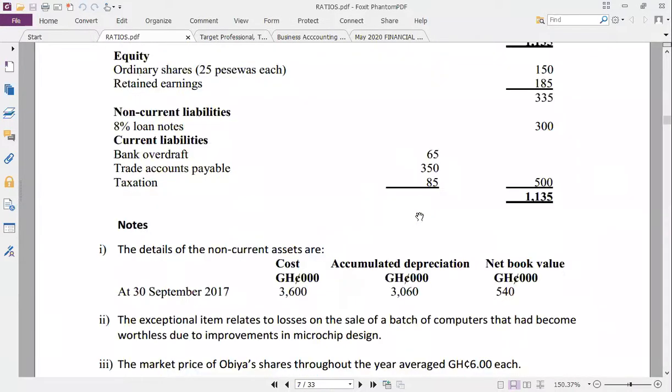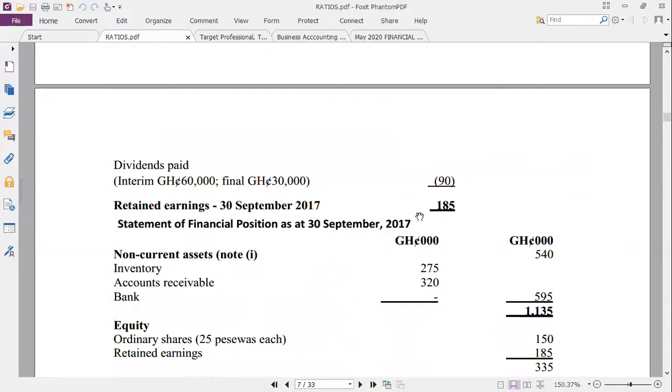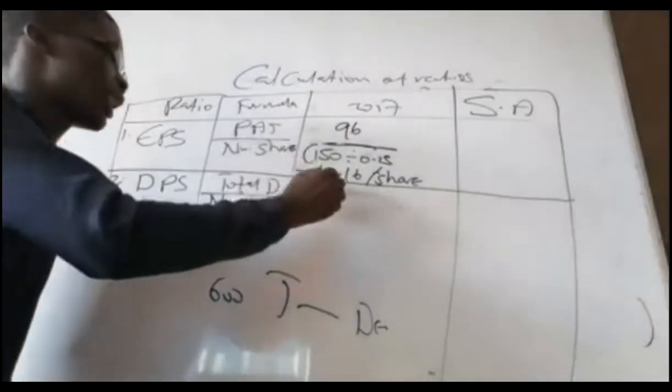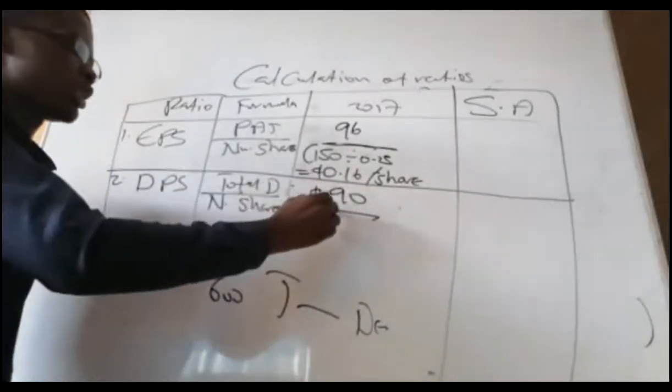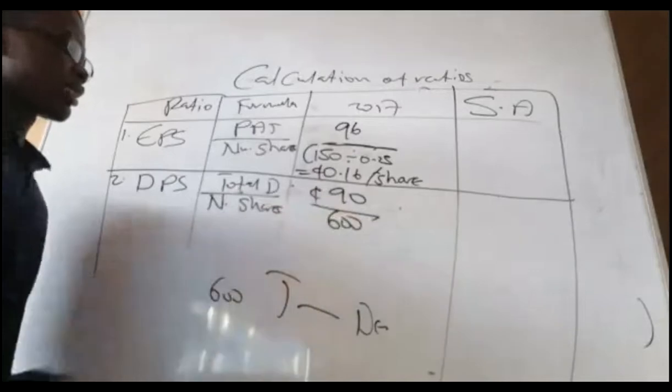So when it comes to the question that we were solving, the dividend paid was 90. So I'll pick the 90. I'll forget about the interim or the final. I need the total of the two. So that's what we mean by the total. So 90,000, or 90, divided by number of shares. Number of shares will be 600 shares.